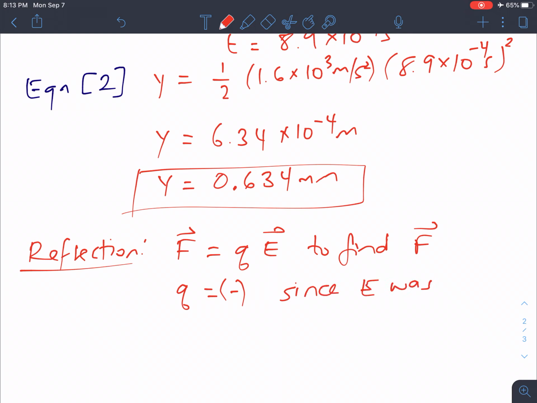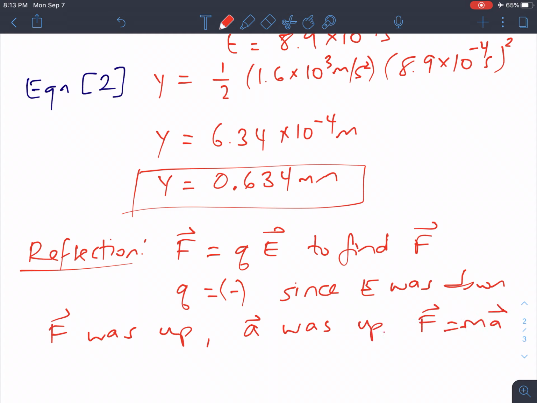Since E was downward, we got F upward, right? Then because F is equal to ma, we also found that a was upward as well, and that's because of the second law. Mass is always positive, so force and acceleration are always in the same direction. It looks like a negative sign, but it is not a negative sign, of course.